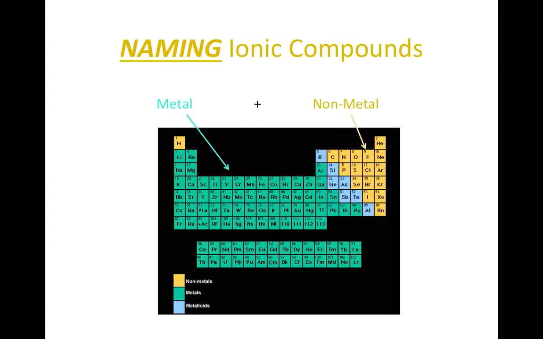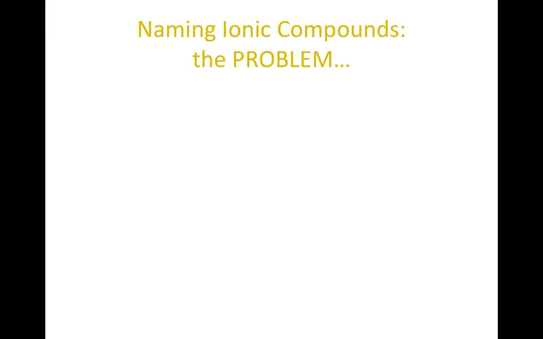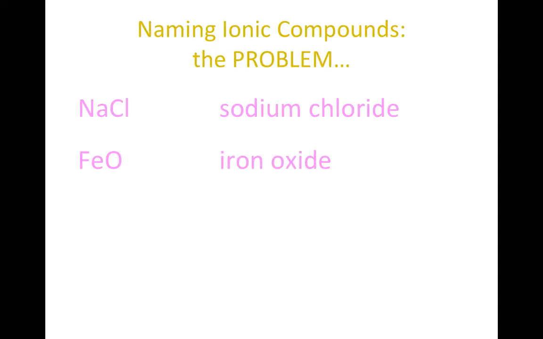So that's writing formulas. Naming ionic compounds, remember, it's a metal and a nonmetal. That's how you recognize what it is. Something from the left of the stair step with something from the right of the stair step. The problem with naming the compounds is, here, NaCl, you can certainly call that sodium chloride. That's great. And FeO, well, okay, iron oxide ends in IDE. Fe2O3, iron oxide.